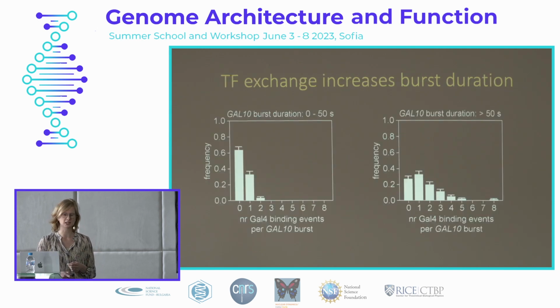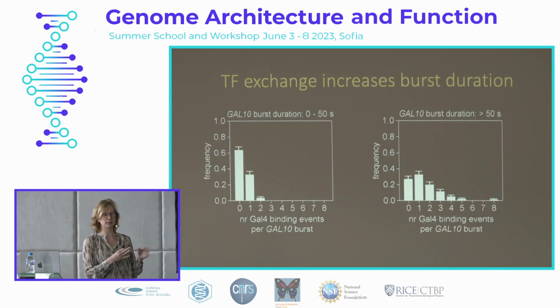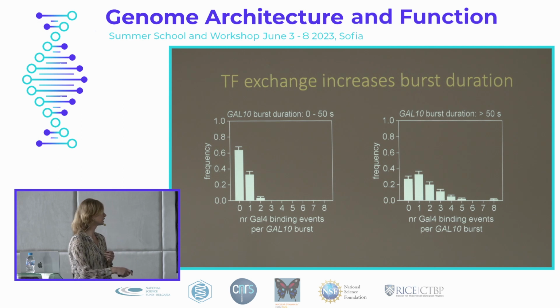And so to look at this another way, we looked at how many binding events we see either for short bursts here on the left or for long bursts on the right. And indeed, we see that long bursts show many more binding events, and also more than a control gene, suggesting that indeed we see this continuous exchange of multiple molecules binding sequentially to keep the burst going.